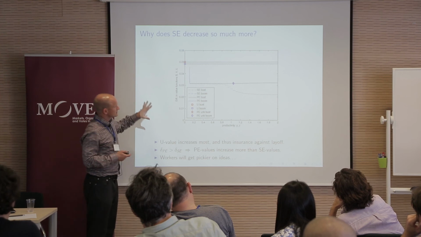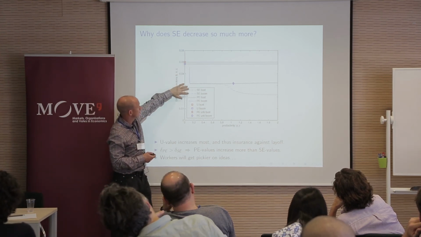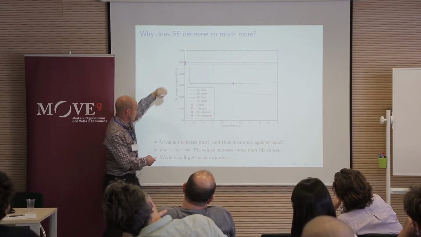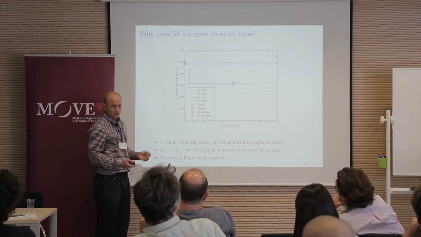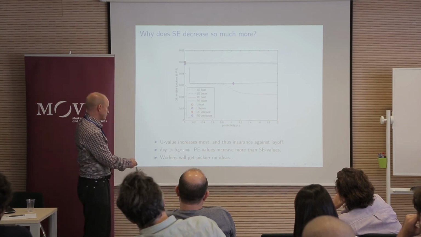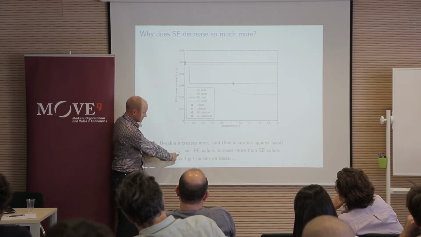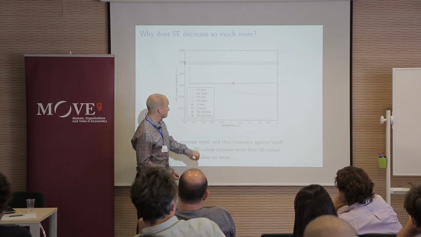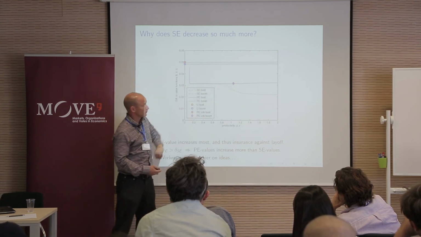Why does that happen? Why does self-employment decrease so much more? Let's look at the value functions, and in order to see it, I have to plot the difference in value functions: for the self-employed in dotted lines, for the paid employed here, and for the unemployed. The first thing to see is that the U value increases most, and thus the insurance against layoffs does too. That happens in both booms and recessions. Since paid workers, in the data and also in our model, have a higher risk of being knocked down to unemployment, the P value increases by more than the SE values, so those lines are above those apart from here.